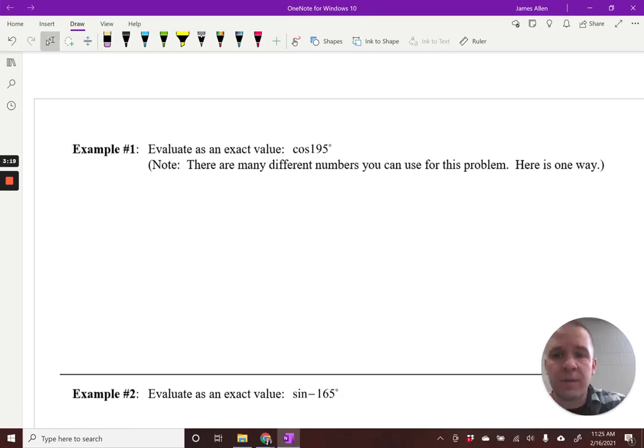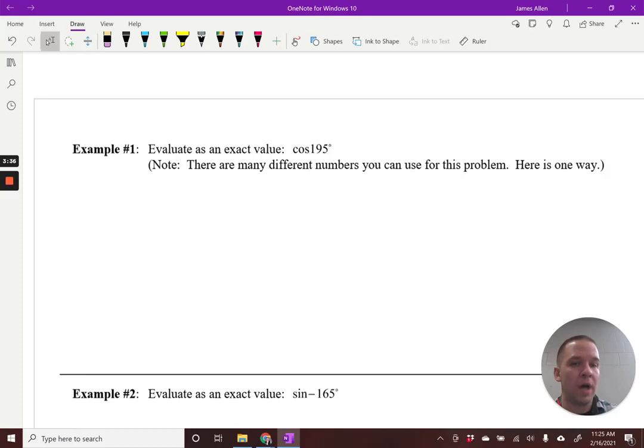All right, to start, disclaimer. Some of these can be done in many different ways. Sometimes there's only one good way to do it, but generally there are a multitude of ways. So evaluate as an exact value cosine of 195. I could plug this into my calculator and get an approximation, but to get an exact one, I'm going to do it by hand.